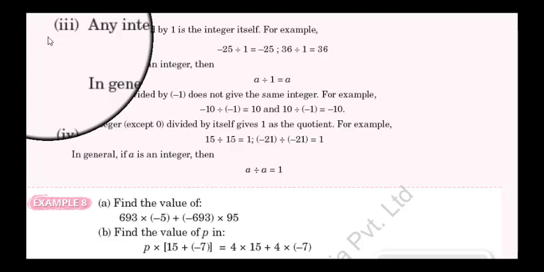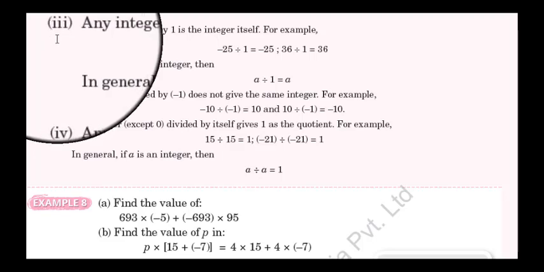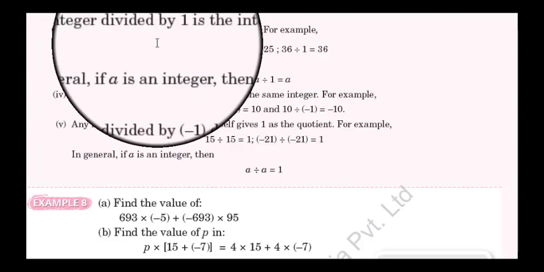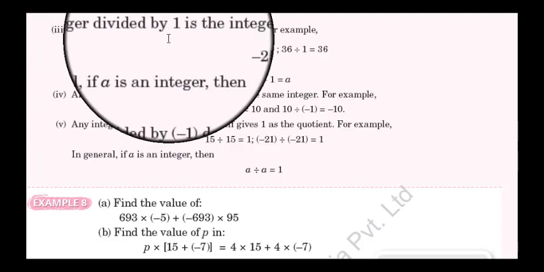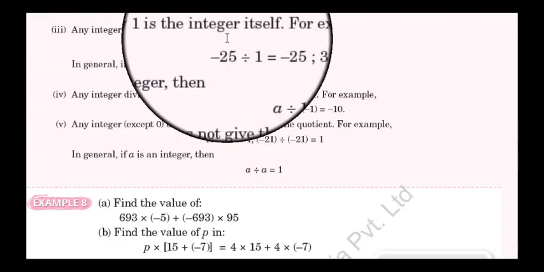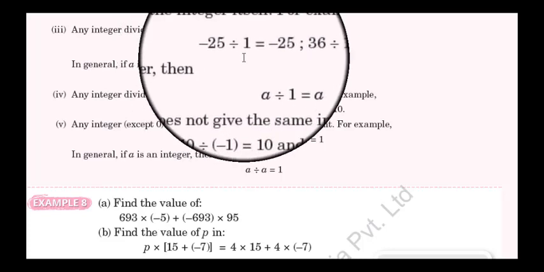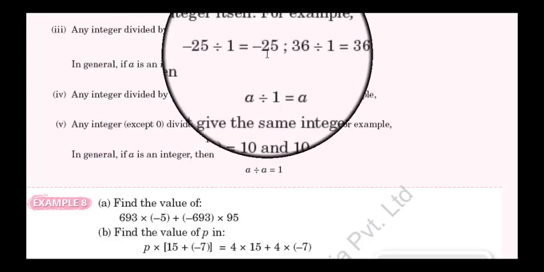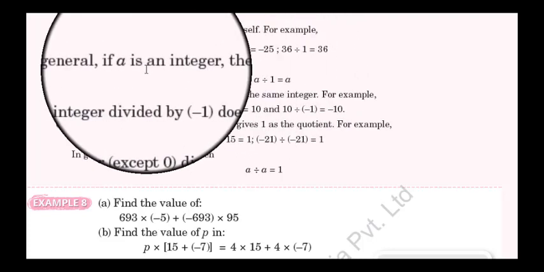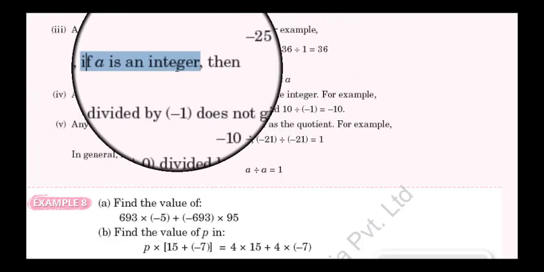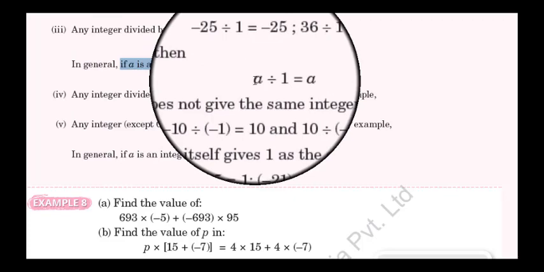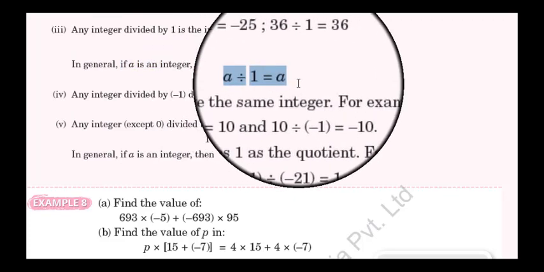So students, now let us discuss the third point. Any integer divided by 1 is the integer itself. That means if any integer is divided by 1, the result comes out to be the same. So what you have to write down in your copy: if a is an integer, then a divided by 1 equals a. This you need to write down in your classwork copy.